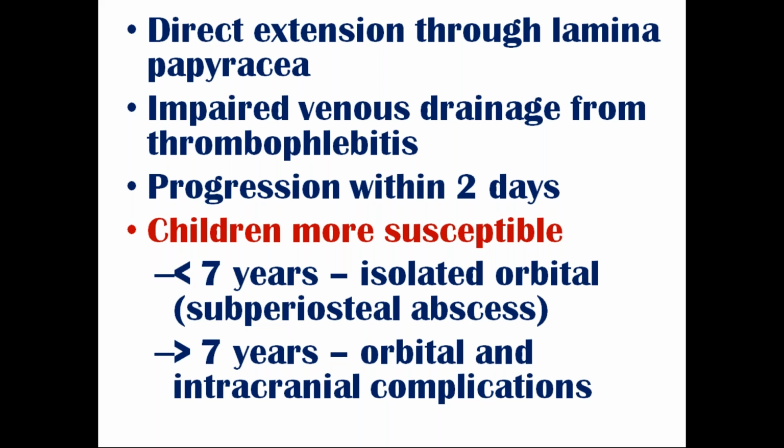Or the superior ophthalmic vein and inferior ophthalmic vein can involve the orbital contents and lead to orbital complications. The progression is within 2 days, and children are more susceptible because the bony elements are very thin. In children less than 7 years of age, isolated orbital complications like subperiosteal abscess can be seen, whereas in children more than 7 years old, it will be mostly orbital and intracranial complications combined.